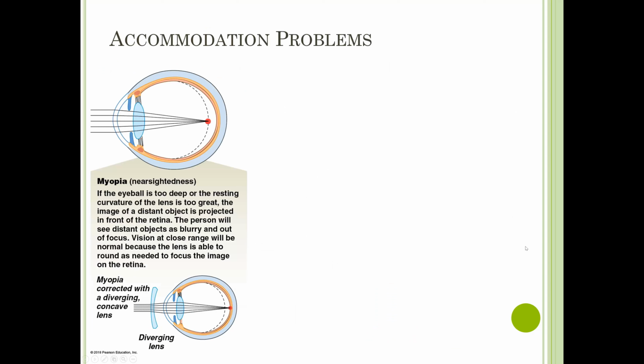So some people are born with accommodation problems. In the condition called myopia or nearsightedness, the eyeball can either be too deep or the curvature of the lens can be too great. And so the focal point of the image falls in front of the retina. That means that the person is going to see objects in the distance as being blurry, but looking at things close up is okay. So they can see near, but they can't see far. You can correct this with lenses, either glasses or contacts.